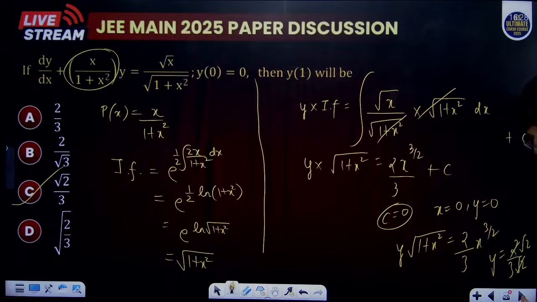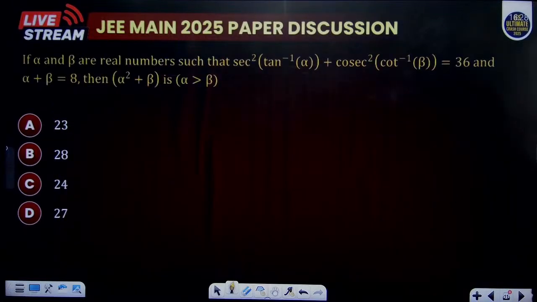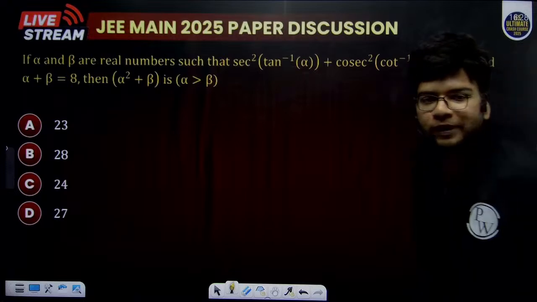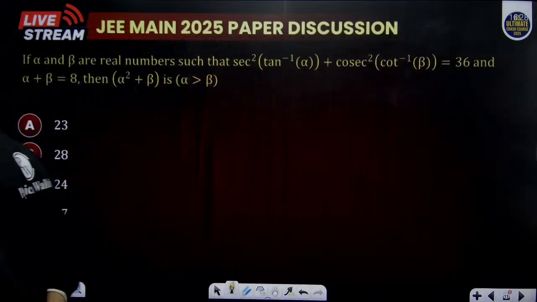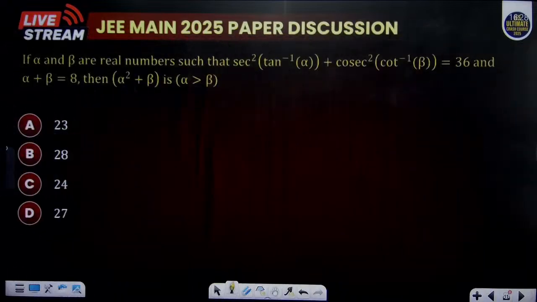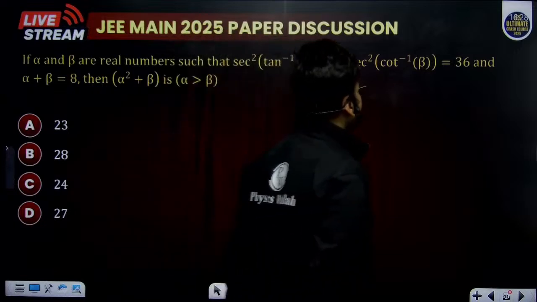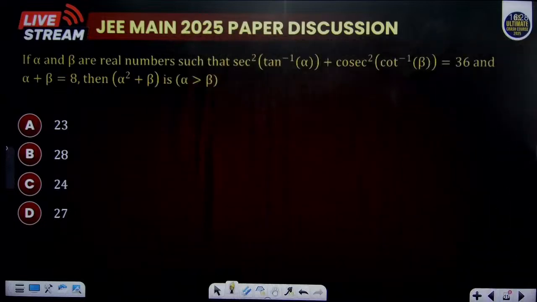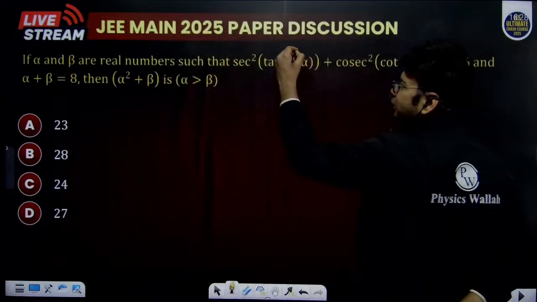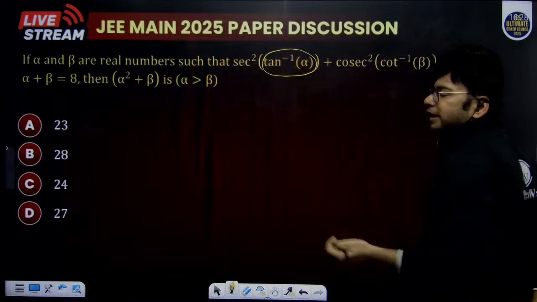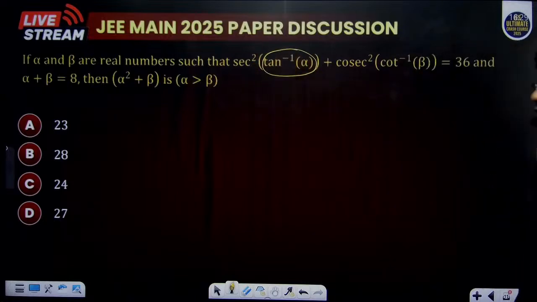Keep doing it. Alpha and beta are real numbers such that sec square tan inverse alpha plus cosec square cot inverse beta is equal to 36. Alpha plus beta is given as 8. Again, students might find inverse trigonometry difficult because they keep dealing in inverse trigonometry. The main concept here is to deal in trigonometry.